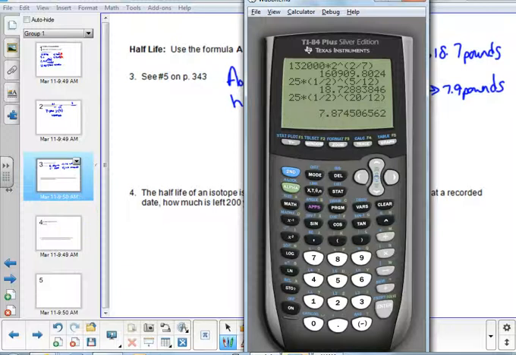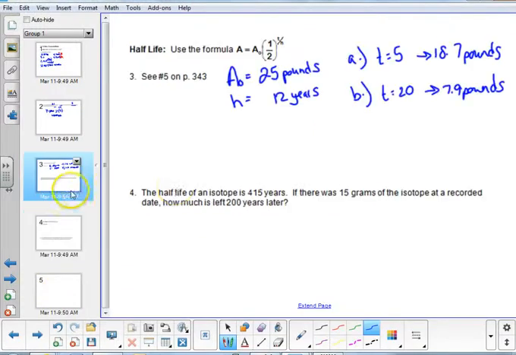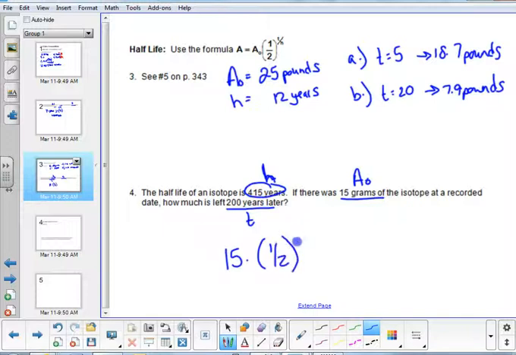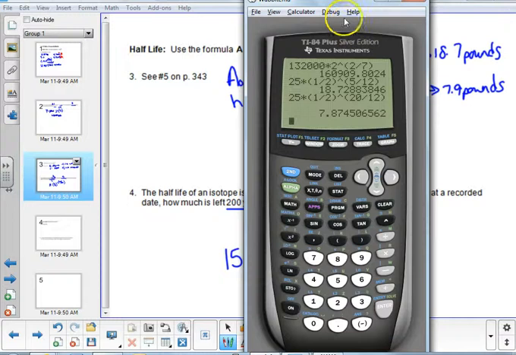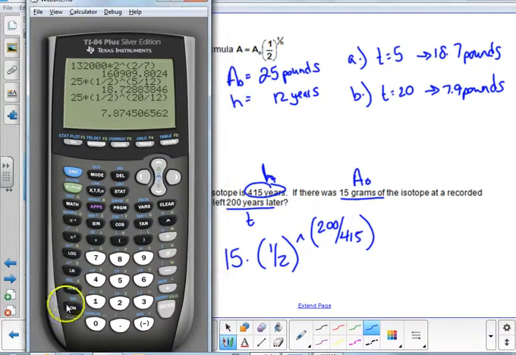Okay. Next question. Oops, I lost a question at the bottom there. The half-life of an isotope is 415 years, so that is the H. 15 grams originally, so that is the original amount. How much is left 200 years later? That is our T. So 15 grams times 1/2, and then up in the exponent, time is 200, half-life is 415. So I know from the time that they gave me, it's not going to have halved by this point, but it will be less. Let's figure out how much less.